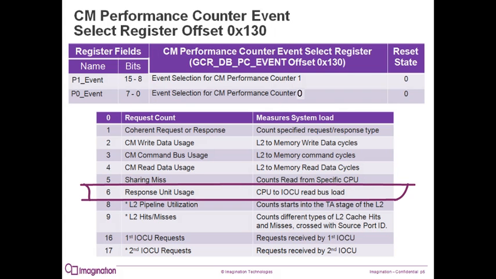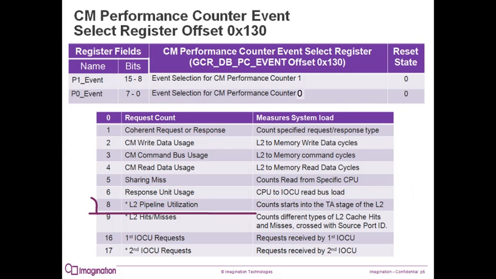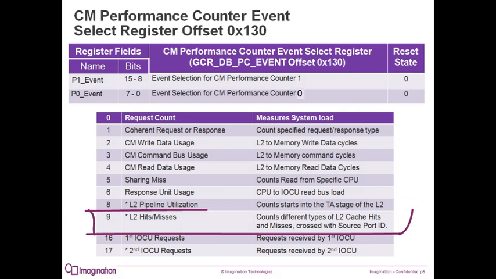Event 6 counts response unit usage, which is the number of D words in the processor IOCU read data bus for a specific CPU. Event 8 counts L2 pipeline usage qualified by starts that was stalled, requests started and not stalled, waiting for sync to clear, request stalled, and request denied or request started. Event 9 counts L2 hit and misses. See the Software User's Manual for more information on the details of this count.